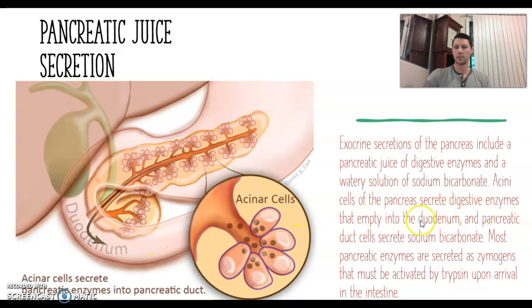And then in the pancreas, there's duct cells that secrete a watery substance of sodium bicarbonate. So most of the pancreatic enzymes actually arrive in the small intestine in an inactive form, and they need what we call trypsin upon arrival to be able to become active in their role in digestion.